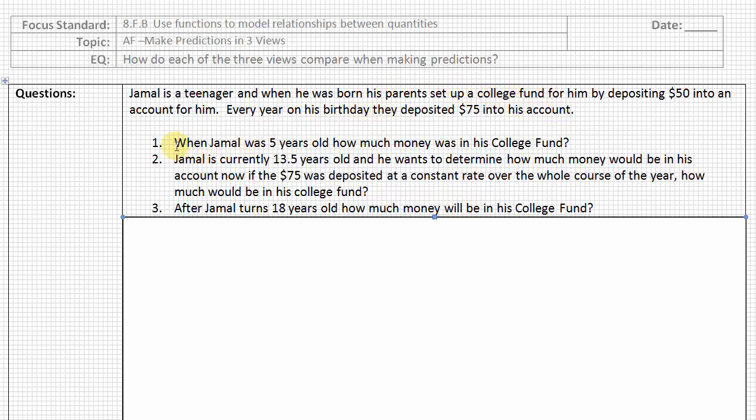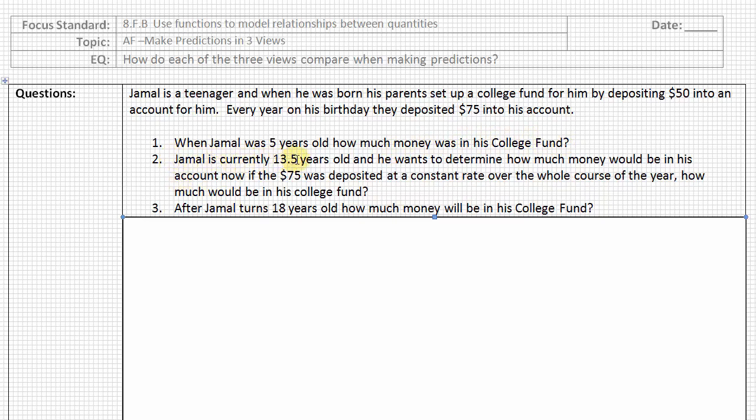So we're going to ask 3 different questions, and we're going to decide which of the different views would be best as we answer these 3 questions. And it may be good to review right now that those 3 different views are a table, a graph, and an equation. So here's our first question. When Jamal was 5 years old, how much money was in his college fund?